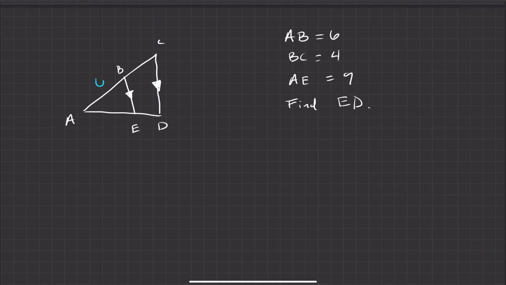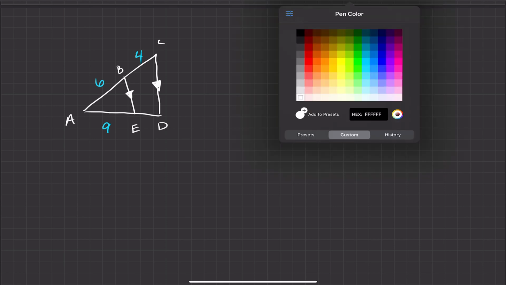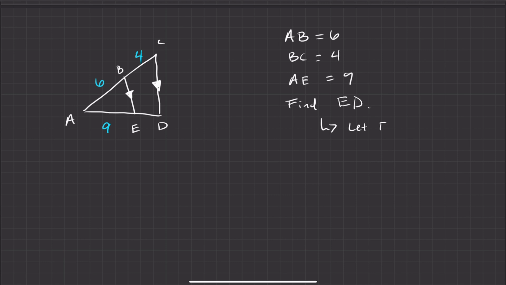So now I'm going to go ahead and label. This is 6, this is 4, this is 9, and my goal is to figure out how long this segment is. So what is the measure of that segment? I'm going to call ED, so we're going to say let ED be X. So this is now X. And notice with our triangle here, we have a segment that is parallel to the third side of the triangle.